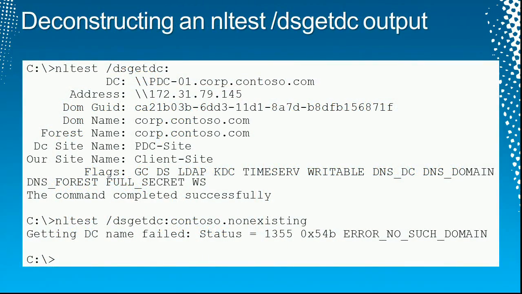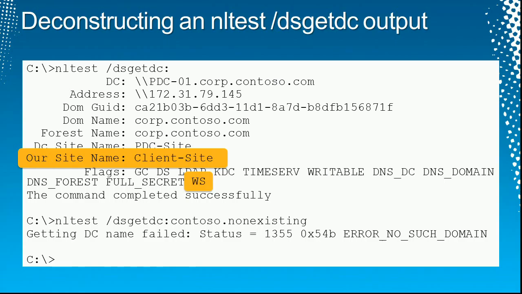Now, probably for those of you who have used NLTest, this is a pretty familiar output. But what I want to highlight here is that one of the attributes that the DC returns to the client is the client information, and that is marked as our site name, and that's the value that will be cached in memory by the client. So next time the client is requesting a domain controller, it will use that site to tell DNS, please give me only the DCs in that specific site.